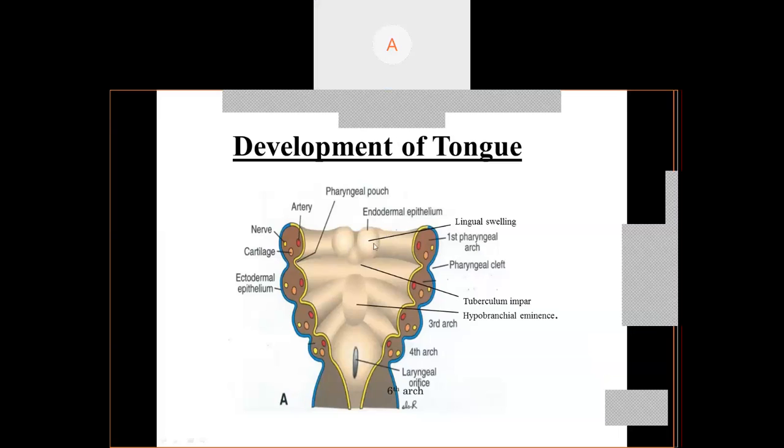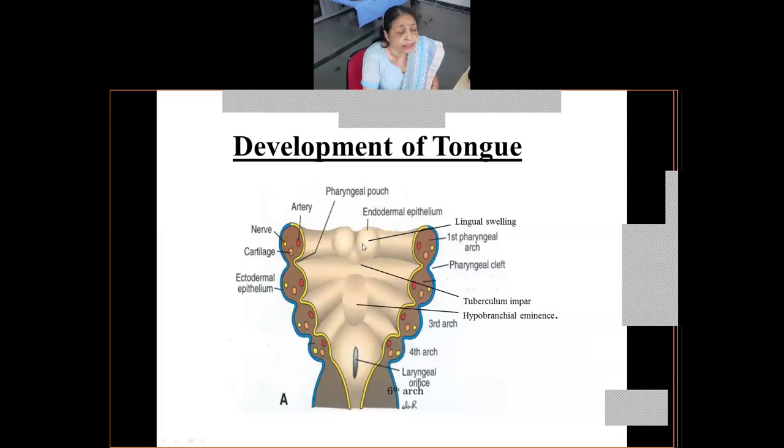Lingual means it will form tongue. So these two lingual swellings will enlarge and fuse with each other, and they will also fuse with the tuberculum impar, and they form a large mass. That large mass is attached to the floor of the mouth, and later on it will form the anterior two-thirds of the tongue, mainly by the lingual swellings.